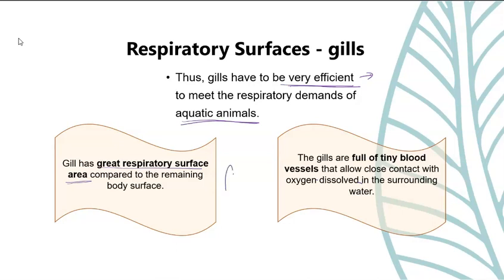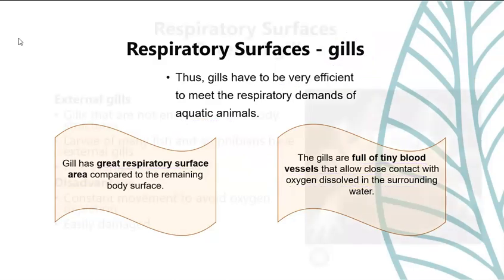It achieves that by having the lamella, like we saw just now. The lamella has many blood capillaries, so this increases the surface area for gas exchange. The gills are full of tiny blood vessels that allow close contact with oxygen dissolved in the surrounding water. The water will have oxygen, and the gills need to extract the oxygen from the water, and then the oxygen must diffuse into the blood vessels in the lamella of the gills.